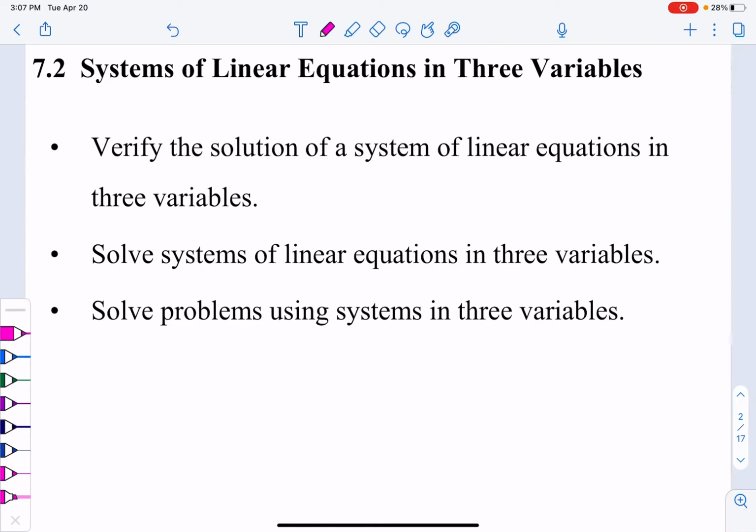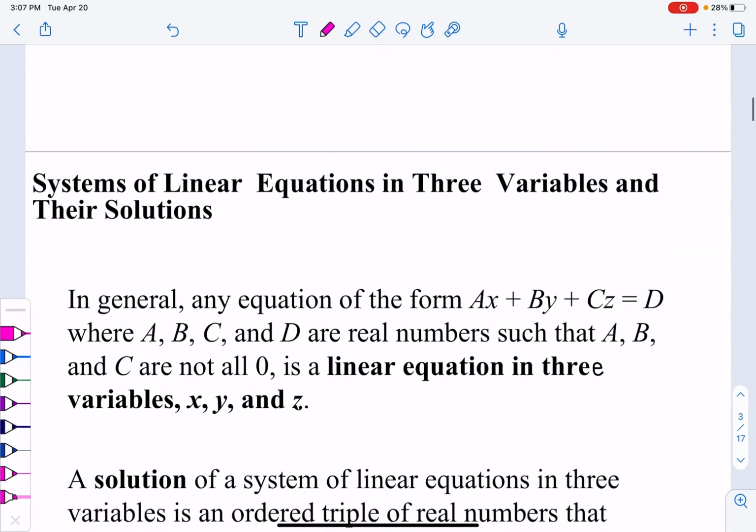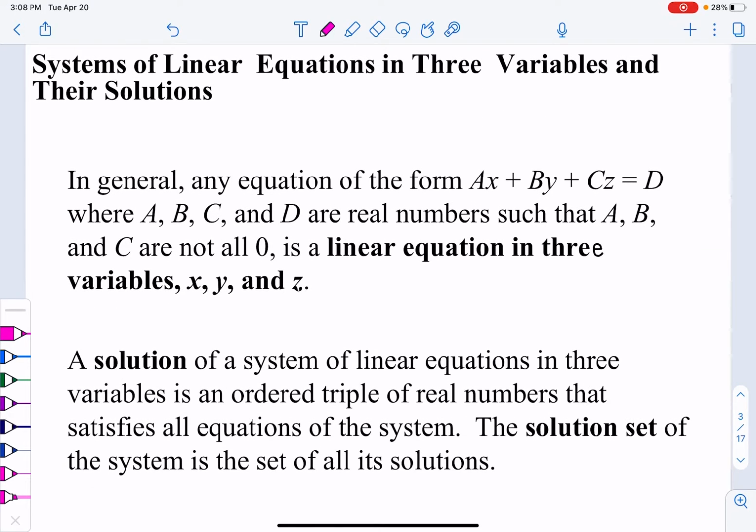Looking at section 7.2, systems of linear equations in three variables, we are going to verify the solution of a system of linear equations in three variables, solve systems of linear equations in three variables, and solve problems using systems in three variables. So for instance, it says a system of linear equations in three variables and their solutions.